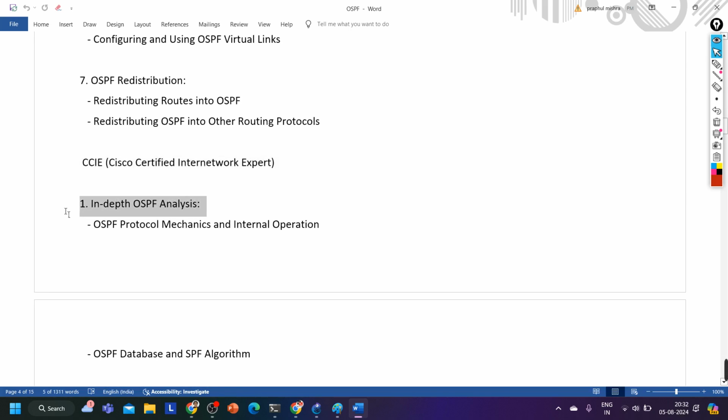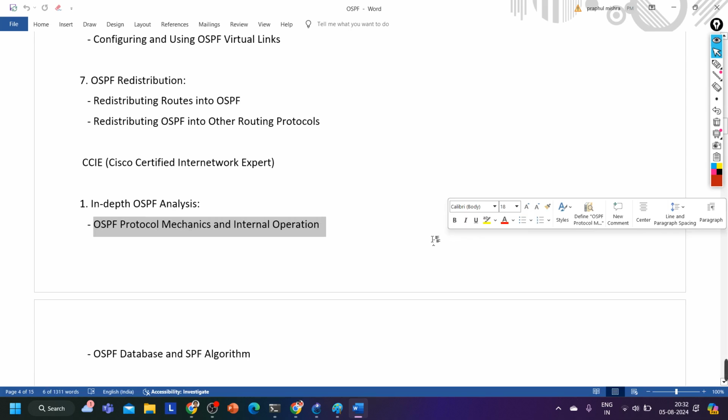So in CCIE, you are going to learn in-depth OSPF analysis, right? In-depth troubleshooting, in-depth configuration. According to your requirement, you can understand which routing protocol is going to be best for my network, right? So now we have some in-depth concepts of OSPF, like OSPF protocol mechanism and internal operation.